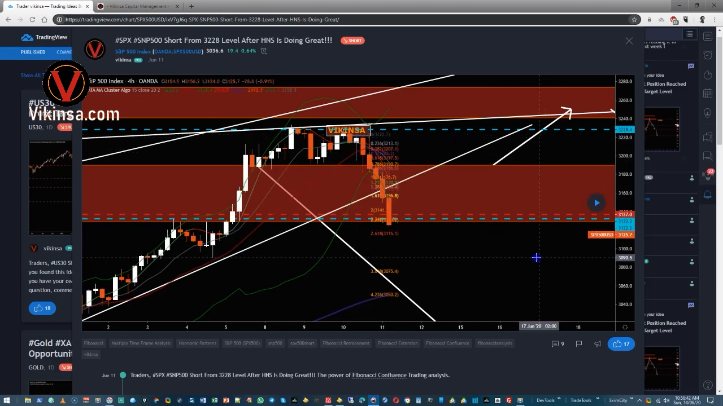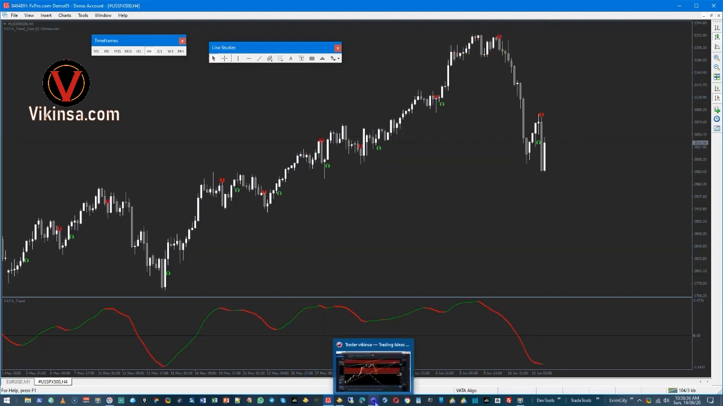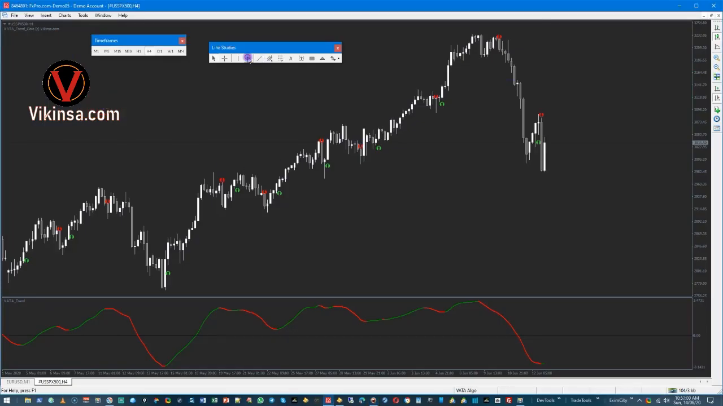So what we need to do is go to the S&P 500 chart on MT4, and then draw this line and look for any kind of VATA Trend based indication that I could have had. So if I bring up S&P 500, now we need to draw 3228. 3228 is the line.